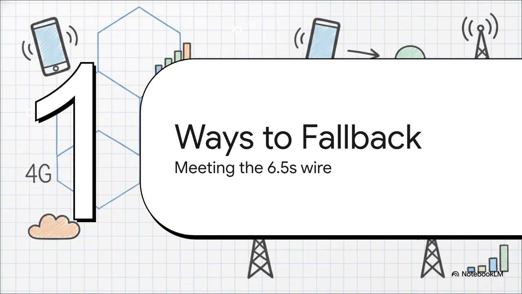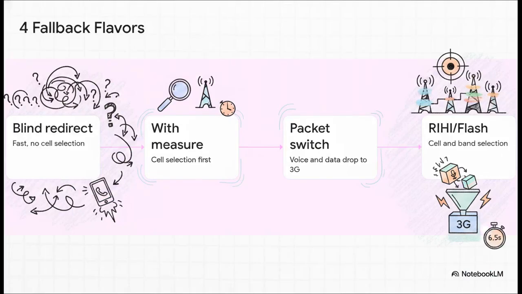Moving to Section 3, ways to fall back, and how they actually meet that 6.5-second wire. Let's act as a bit of a translator for those field notes and rapidly break down the 4 flavors of CSFB. Number 1 is blind redirection. This is the fastest method. The network just kicks the phone down to 3G blindly, without even checking which specific 3G cell tower is best. It saves precious time, but honestly, it's a bit of a gamble.